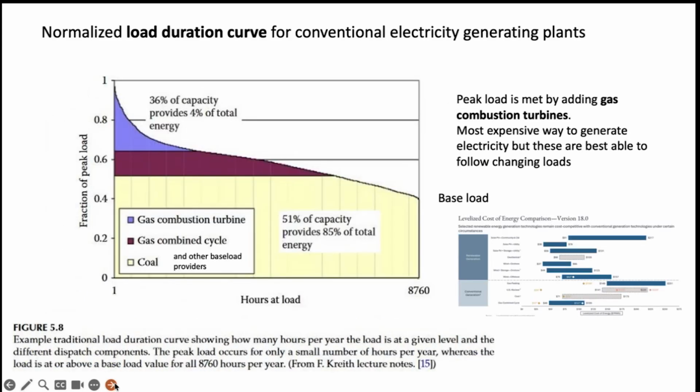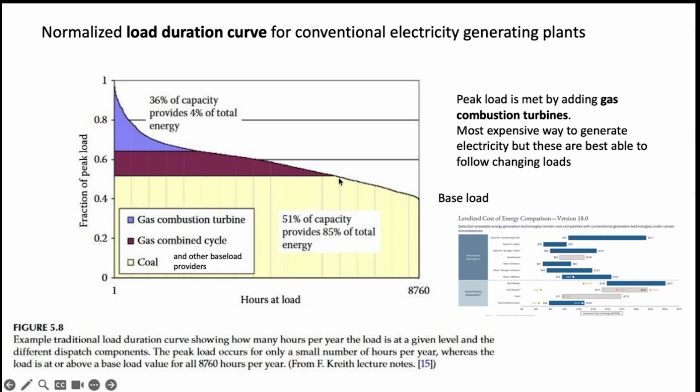So this is a normalized load duration curve. This is for your conventional electricity generating plants. Let's just imagine, this is a while back. So coal provides all of the base load, which is basically 51%.